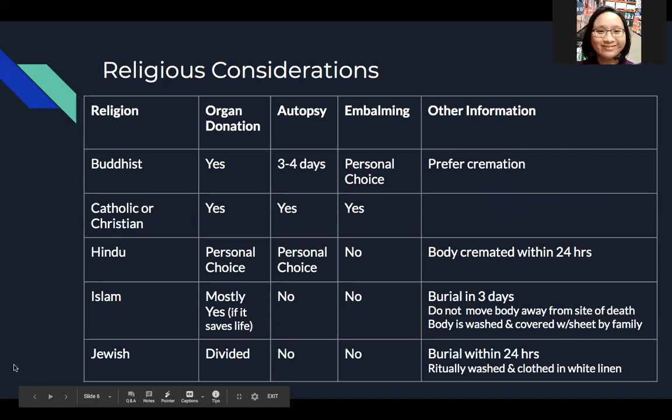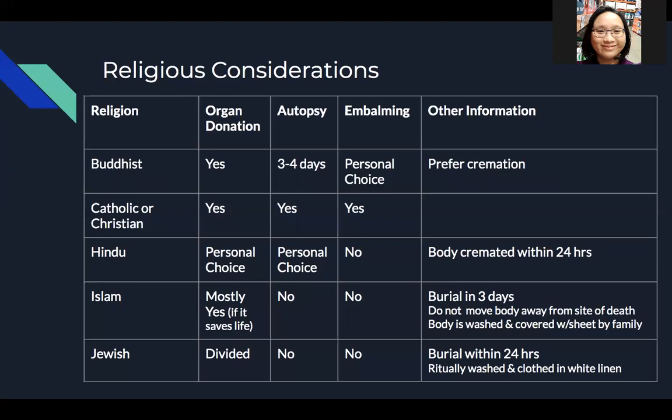So I covered religious considerations. Religious considerations are usually the things patients will request before they die, and it's usually based on either what the patient is or the family. Certain religions have different opinions on organ donation, autopsy, and embalming. There are more notes in the speaker's notes of the PowerPoint if you want to read about that, but I'm just going to cover some of the little nuances in here.